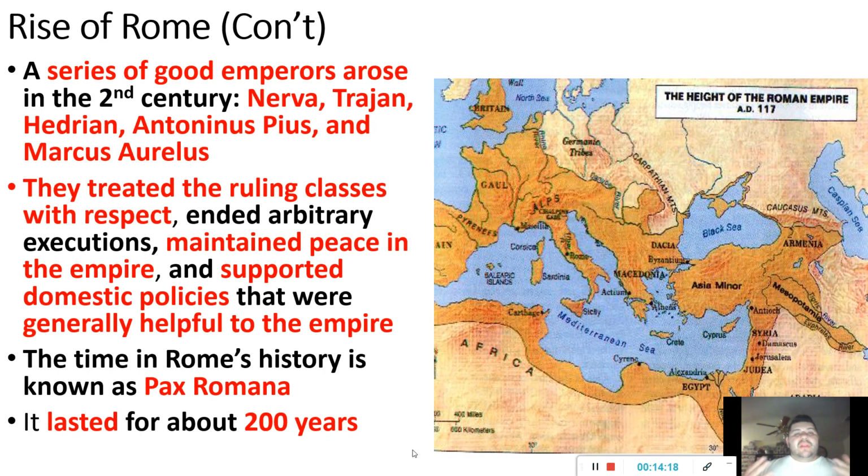All right, so luckily for Rome, after Augustus, there's a series of really good emperors. I mean, we're talking really good. Nerva, Trajan, Hadrian, Marcus Aurelius is by far one of my favorites. I mean, the dude was very smart, expanded the empire. How did they maintain being considered the best? They did several things. One, they treated the ruling classes with respect.